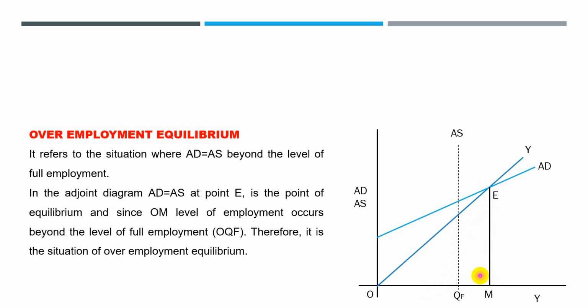Since output cannot be increased more than OQF, this QFM is the increase in money income. It is not an increase in real income. That gives rise to inflation. Therefore, E is the point of overemployment equilibrium because this equilibrium occurs beyond the level of full employment.